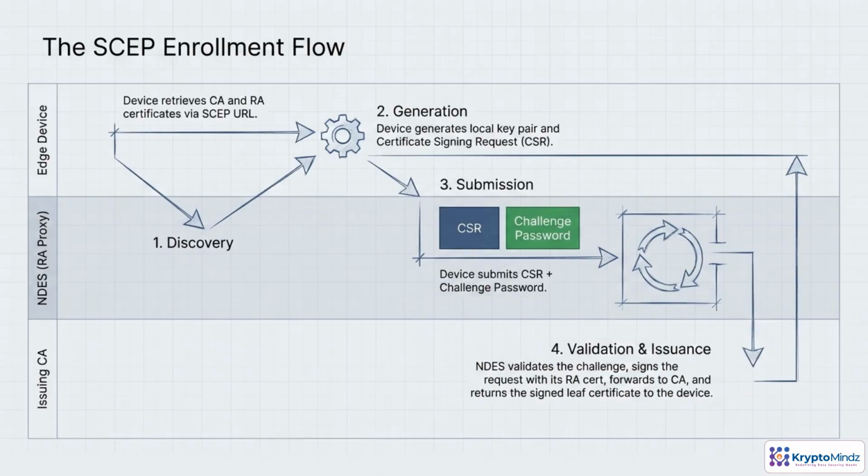SCEP is essentially an automated way for a device to obtain a certificate without manual admin work. First, the device discovers the SCEP endpoint and pulls down the CA and RA certificates so it knows who to trust. Next, it generates its own key pair locally and builds a CSR. Then it submits that CSR together with a one-time challenge password. NDES validates the challenge, signs the request as an RA, sends it to the issuing CA, and relays the issued certificate back to the device.